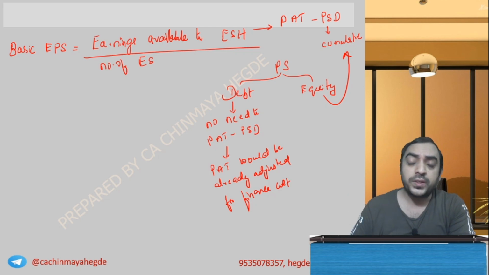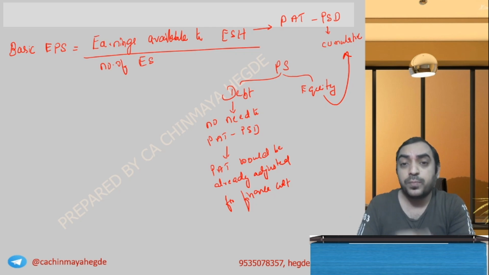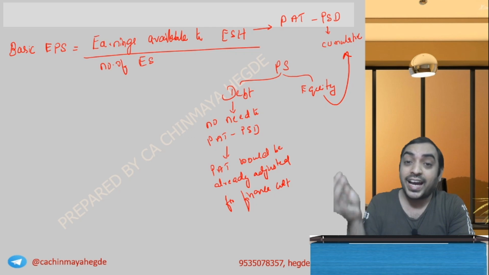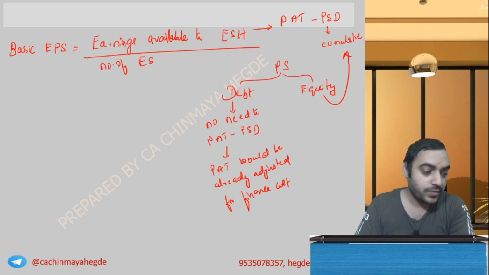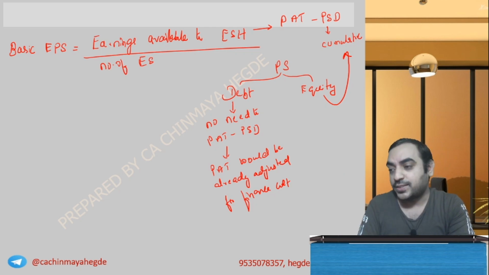Sometimes some expenses come directly in the balance sheet without coming in the P&L account. I'm not talking about OCI. For example, share issue expenses would have been directly adjusted in securities premium. So a few elements which are directly taken in other equity without passing through the P&L account should also be considered for that year in the calculation of earnings. Okay, so this is regarding the numerator piece.